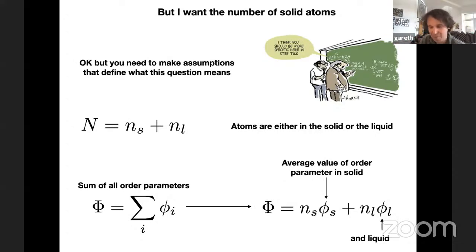So that quantity, the sum of all those order parameters, is going to be equal to ns multiplied by the average value of that order parameter for the solid plus nl multiplied by the average value of that order parameter at the same conditions for the liquid. And then I've got two simultaneous equations, one for n and one for capital phi, and two unknowns. The two unknowns are the number of solid atoms ns and the number of liquid atoms nl. I can rearrange and solve for those two quantities, and I can get an estimate of the number of solid atoms that way.